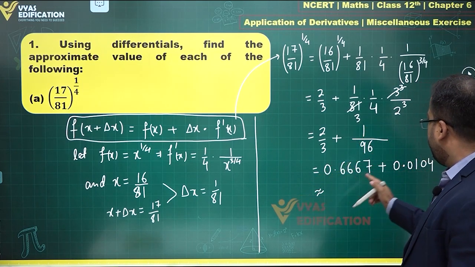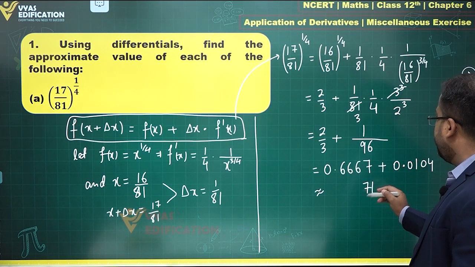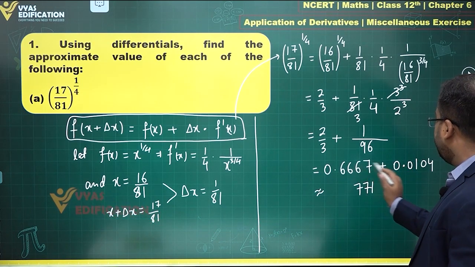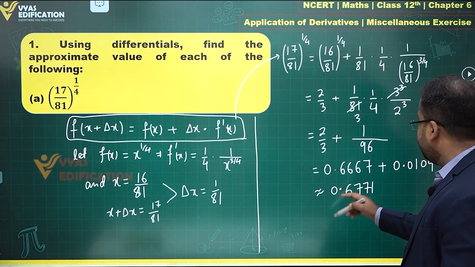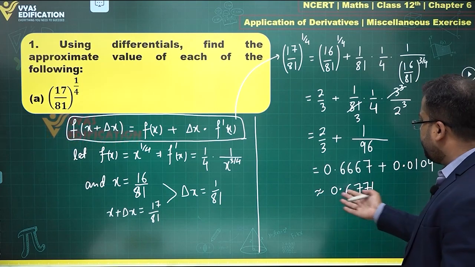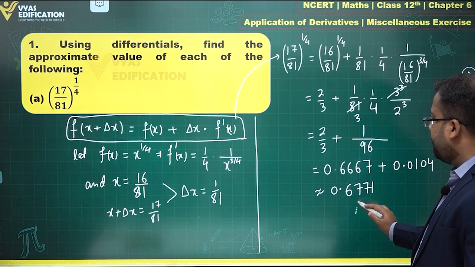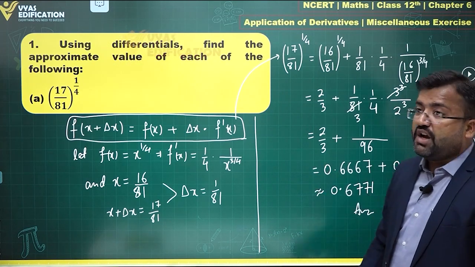This is approximately equal to what? 7, 4, 11, 1. 1 gets carried. This becomes 7, and 6, 1, 7, and 6. This is 0.6771. That's the final answer, and it can approximate up to 3 decimal places. What you'll get is 0.677. That's the answer for this first part over here.